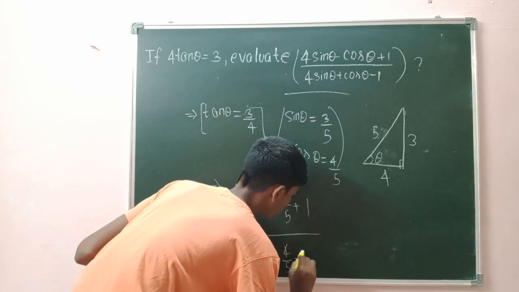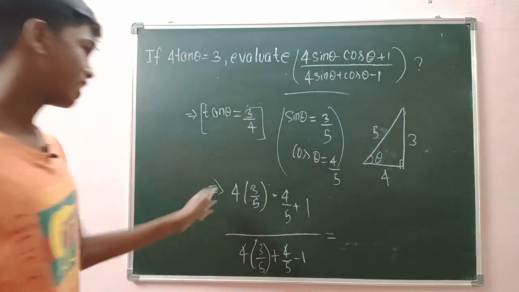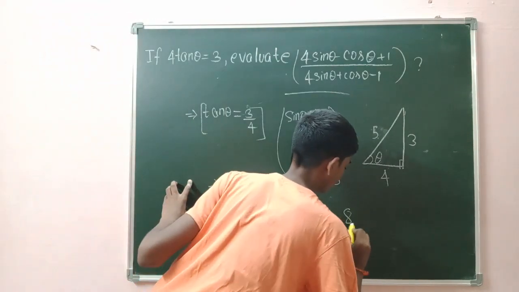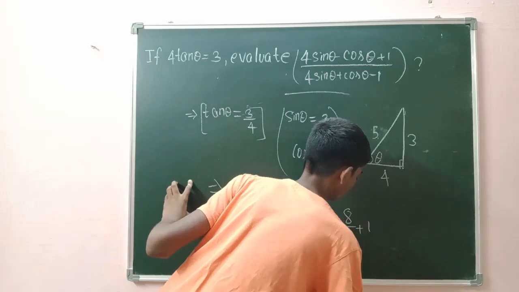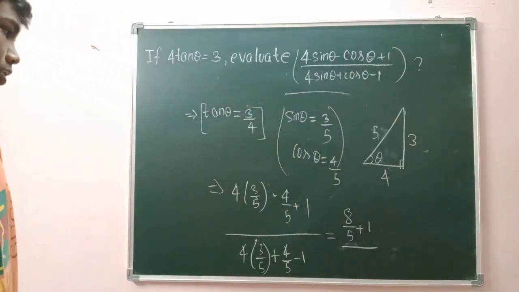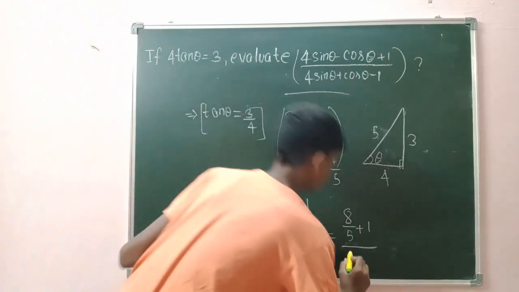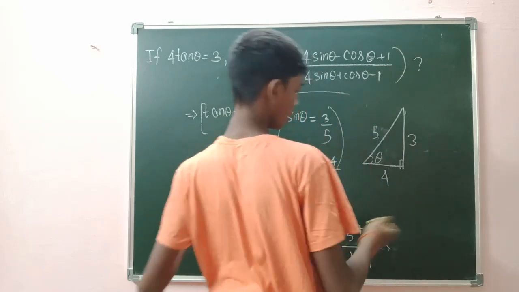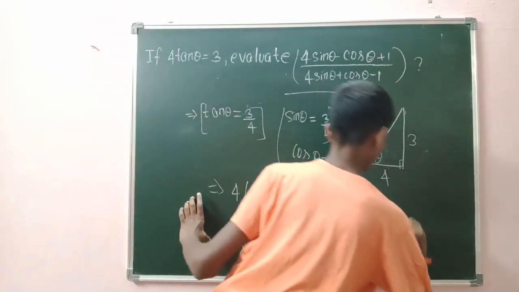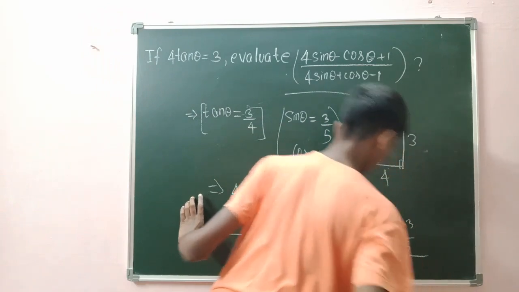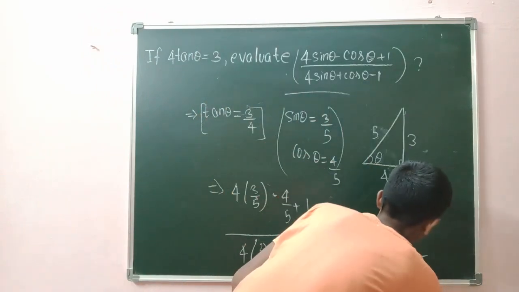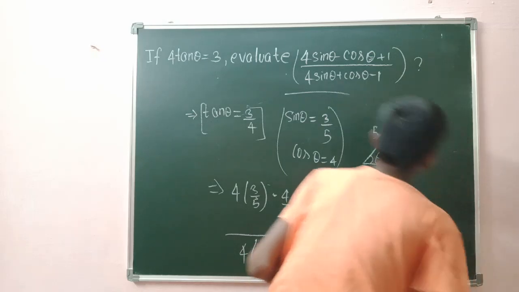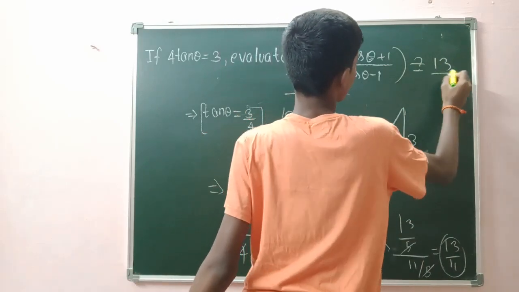This is how we need to solve it. So 4 times 3 by 5 is what? 12 by 5. 12 by 5 minus 4 by 5 is 8 by 5, divided by 12 by 5 plus 4 by 5, that will be 16 by 5 minus 1. So I get 8 by 5 plus 1, that is (8 plus 5) by 5, that is 13 by 5, divided by 11 by 5. Just solve it, the 5 cancels. Therefore, we get the value of this particular expression as 13 by 11.